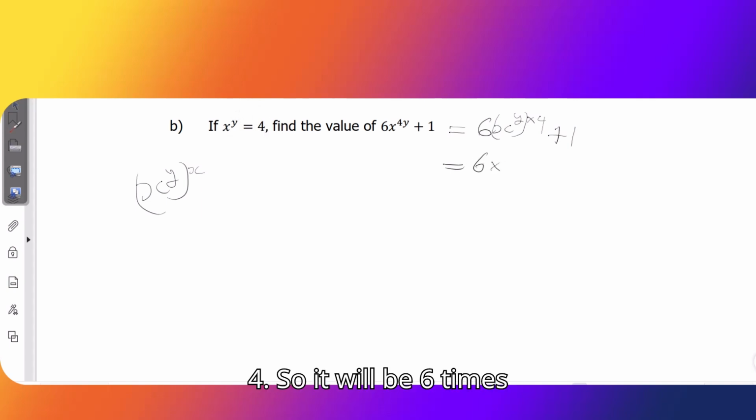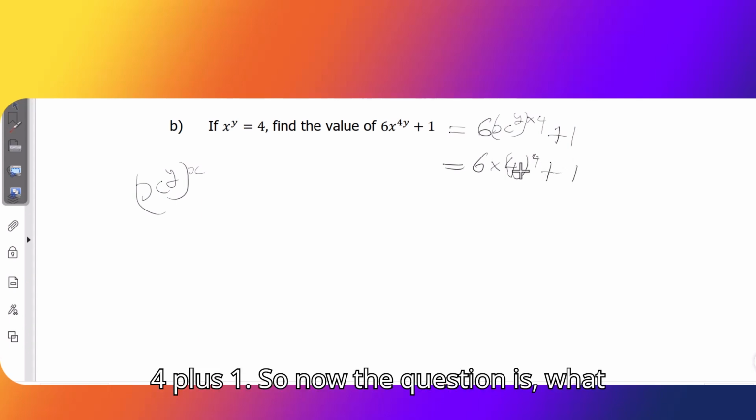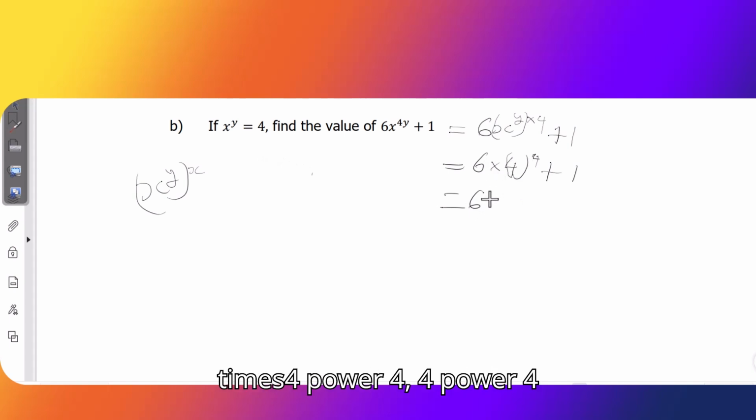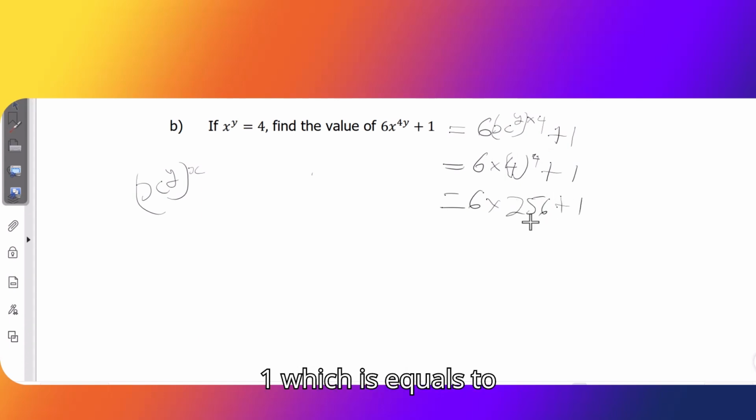So it will be 6 times 4, but this 4 here has a power 4 right here, plus 1. So now the question is, what is 4 power 4? Now we are having 6 times 4 power 4. 4 power 4 is nothing but 256, right? Plus 1. Now we need to multiply 6 times 256.